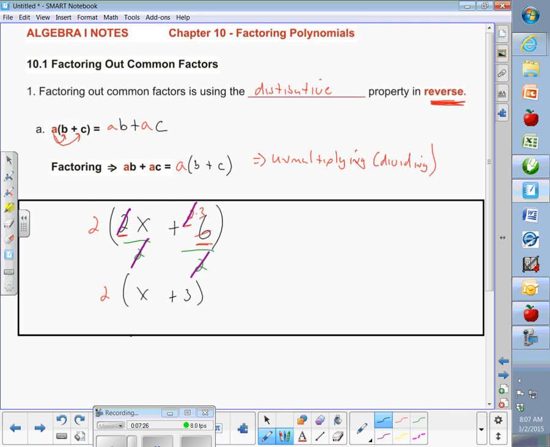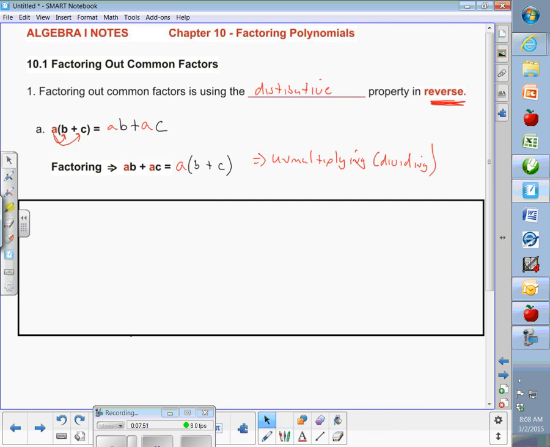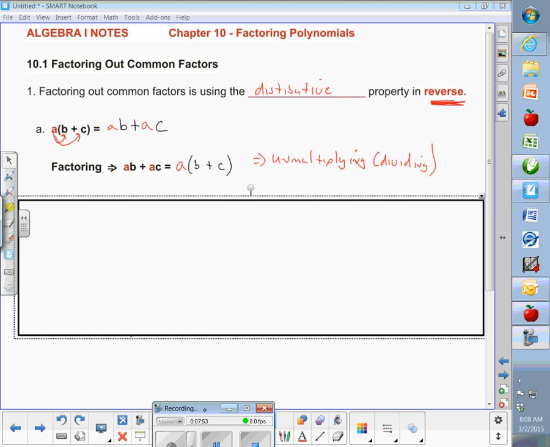Now, by the way, this will be our next note, and it's there already in your notes. I can always check by multiplying everything back out using the distributive property. What do I get? 2x plus 6. I better get back to my original. And in fact, I did. Okay? That's the idea. That's the concept. And this is what's going on with factoring. All right, let me get rid of this here.